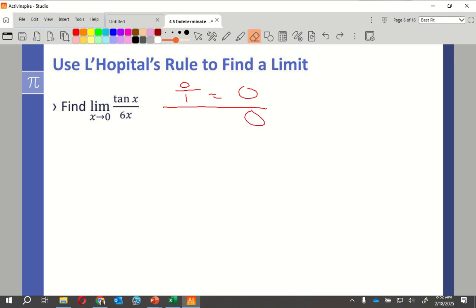So that means this is indeterminate, so I need to take the derivative. What is the derivative of tangent? Secant squared, very good. So it's going to be secant squared x over, what's the derivative of 6x?